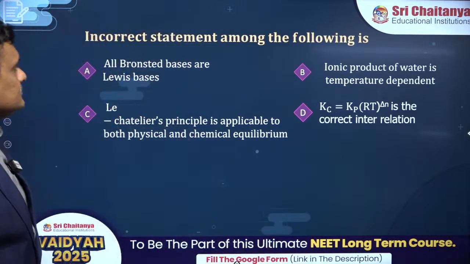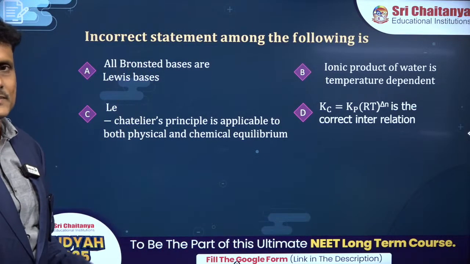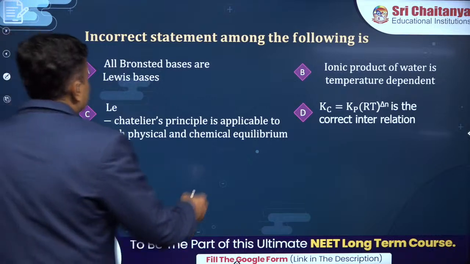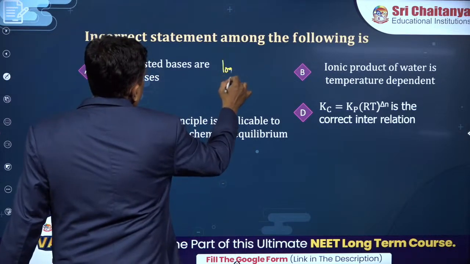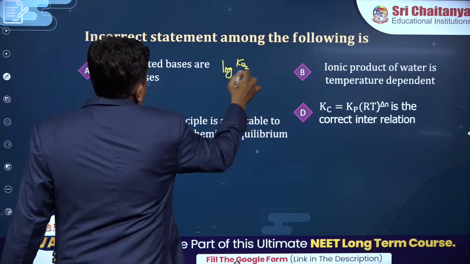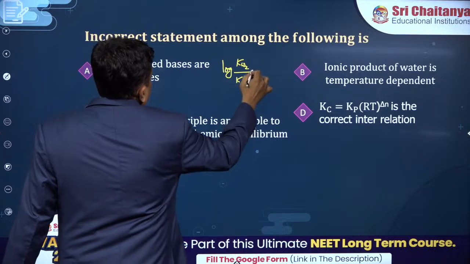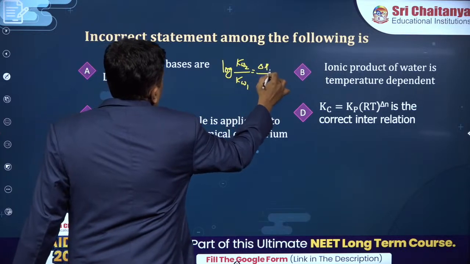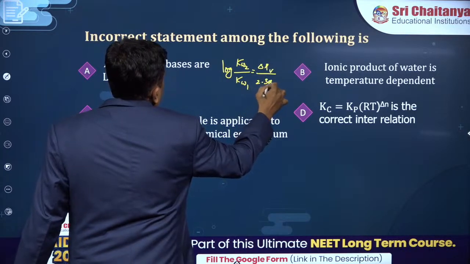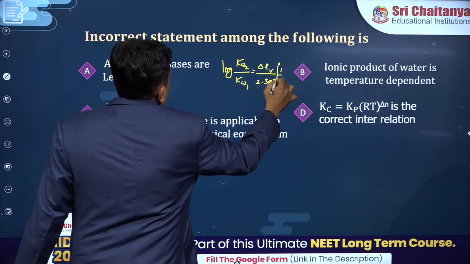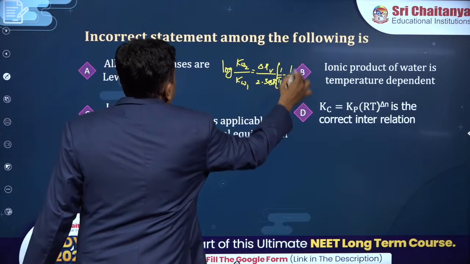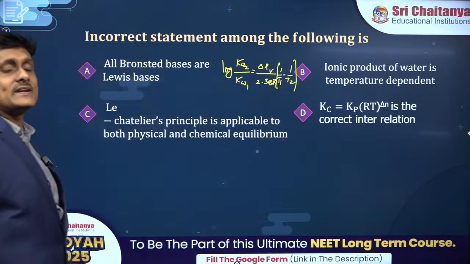Good. Ionic product of water is temperature dependent. Yes, certainly. Ionic product varies with the temperature by using this formula: K2 by K1 equal to delta H of vaporization by 2.303 R into 1 by T1 minus 1 by T2. So this is the equation pertaining to the variation of Kw with temperature.